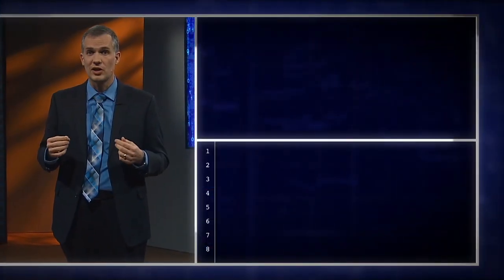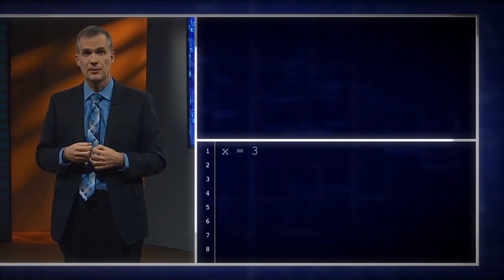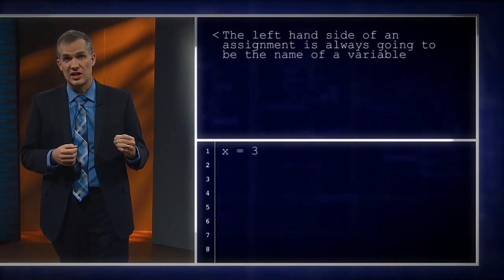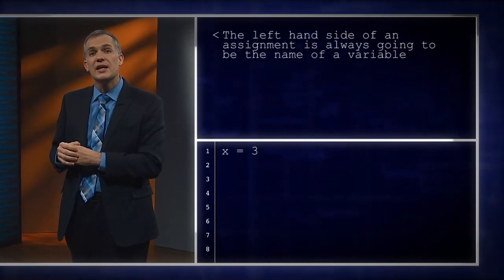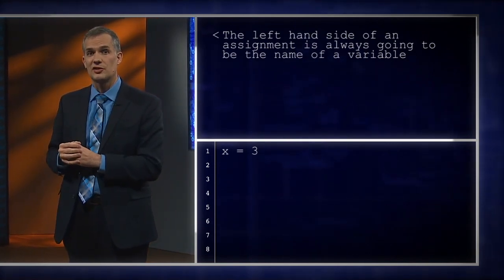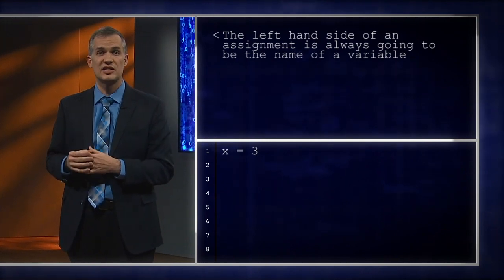Now, what if we want to have a variable x, and we want that variable to hold the number 3? Well, we can write this with a line of code, x equals 3. The left-hand side of an assignment is always going to be the name of a variable. It's the name of the box that we're assigning into. In this case, the box is named x.